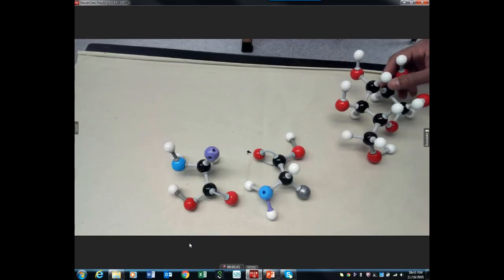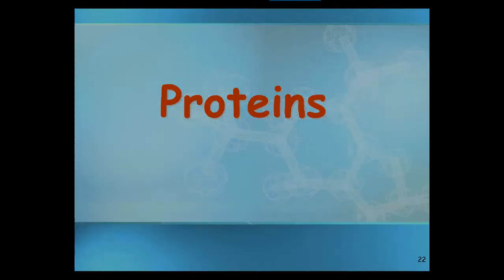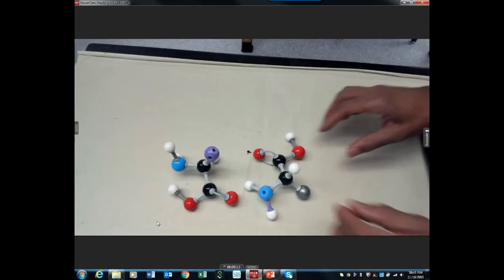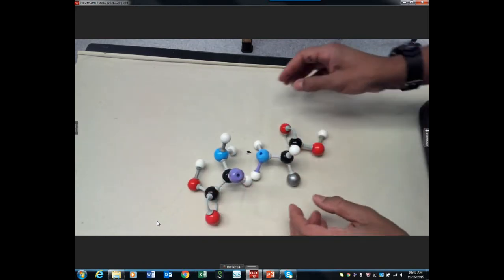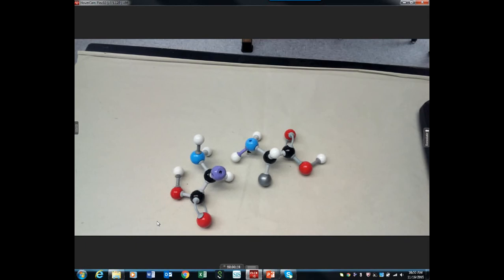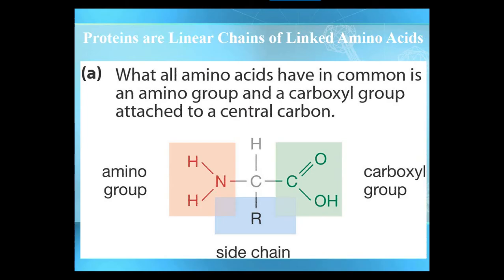So take a look at the models. This is two amino acids. They combine to make proteins. So let's look at the four parts, and then we'll combine these. I have two amino acids, and we're going to arrange it so that we can combine these two. It's classic dehydration synthesis, but let's identify the parts. You've got a central carbon. So here's your central carbon right here.